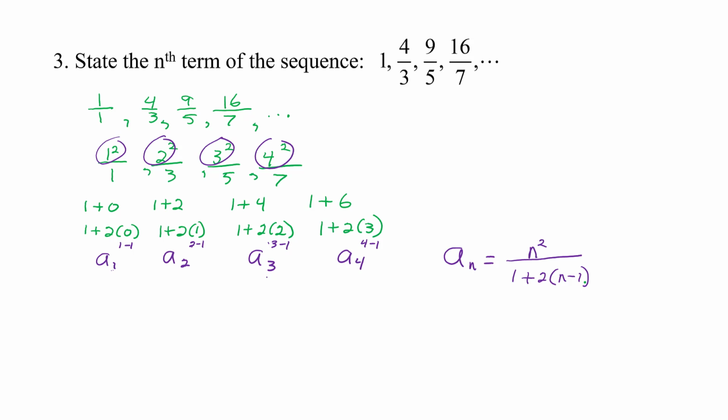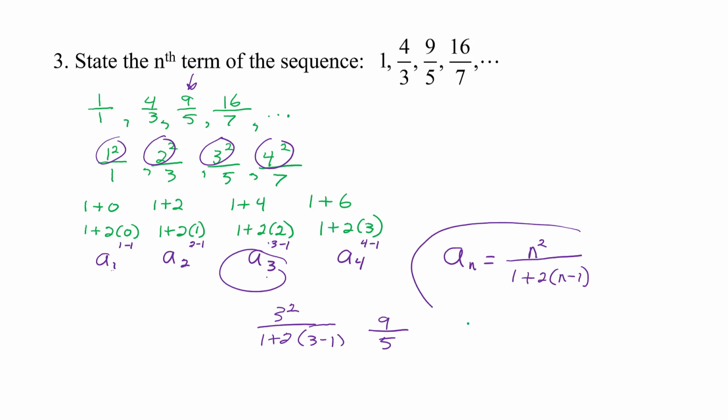So let's just check out a sub 3. Let's see if this works for a sub 3. So for a sub 3, I'd take 3 squared over 1 plus 2 times 3 minus 1, and that would give us 9 over 1 plus 4, or 5. So 9/5, that is our third term, and I think if you tried the other ones, you would see those work as well. Okay, so we have it. We have a formula for a sub n: n squared over 1 plus 2 times n minus 1.